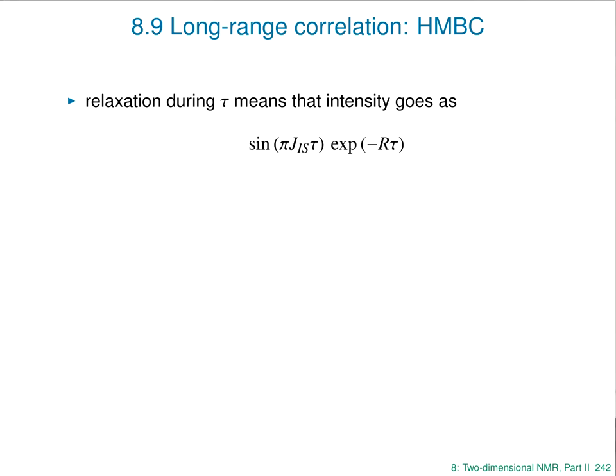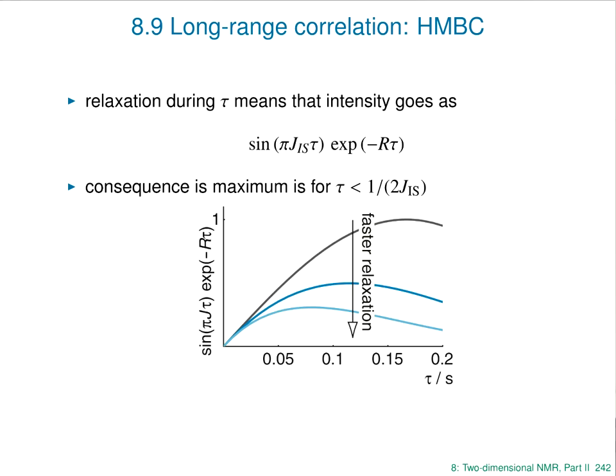And the faster that relaxation goes, as you'll see from the graph, first of all you get less and less signal, but it also moves the maximum to a value less than 1/2J. So even if you were looking for correlations through very small couplings, you wouldn't probably choose a tau larger than 1/2J, simply because the relaxation will kill you. But nevertheless, despite all its difficulties, this HMBC spectrum is very popular, particularly for carbon-proton, where you might want to look through these long-range correlations to establish some more connectivity.